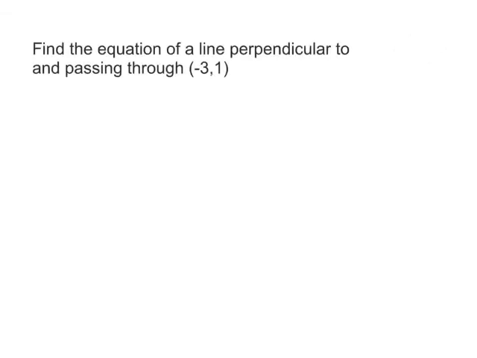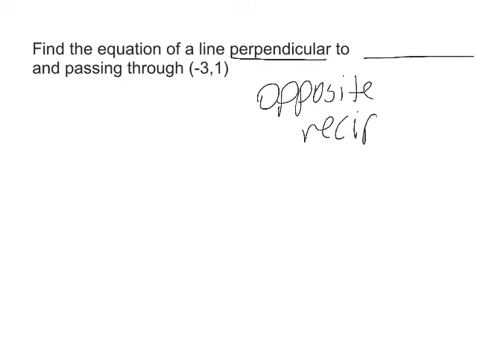Okay, so let's take a look at this one. Find the equation of a line perpendicular to 2x minus 2y equals 7. That's the equation of a line in general form. And passing through the point negative 3, 1. Okay? So again, we have to find our slope for the line equation that we're given. This time we are perpendicular to this line, so we will take the opposite reciprocal of what we get for the slope of that equation right there.